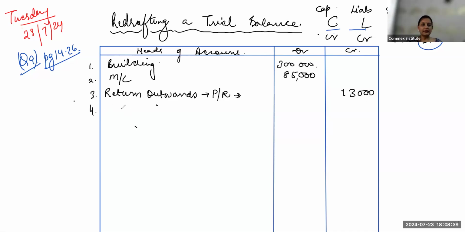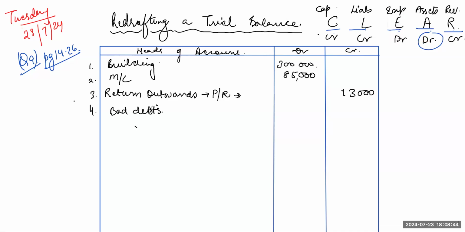Then number 4, bad debts. Yes, Anushka. Liability. What are bad debts? Whether it is liability or asset or anything else, we'll see that later. But what are bad debts? When somebody does not return your money back. Exactly. So that is a loss or an expense for us, right?